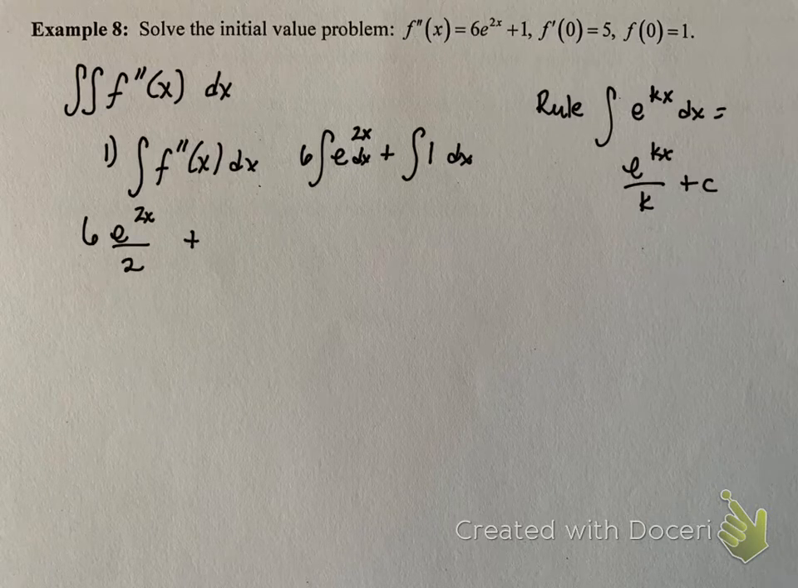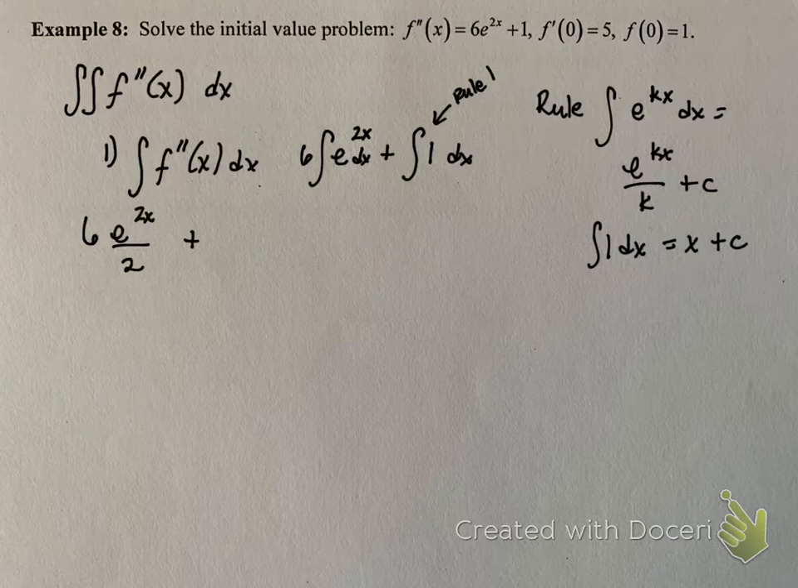And the integration of 1, that is rule 1. So rule 1 says integration of 1 dx equals x plus c. So I get x here plus c. Okay? All right. So my next step is I have to find out what c is for the first derivative.